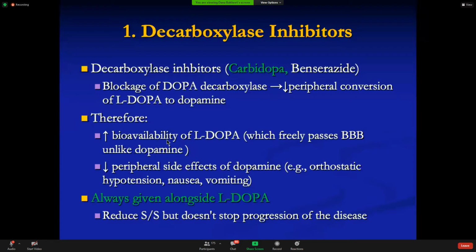Therefore, it will increase bioavailability of L-Dopa, which really passes the blood-brain barrier, unlike dopamine. But still remember that you might have a certain amount of dopamine acting in the periphery. They decrease the peripheral side effects of dopamine, which are orthostatic hypotension, because it goes to blood pressure, nausea, vomiting, and also the heart. I will mention it maybe later on. So they are always given alongside L-Dopa to reduce side effects, but they do not stop progression of the disease. They decrease side effects, but they never stop progression of the disease.